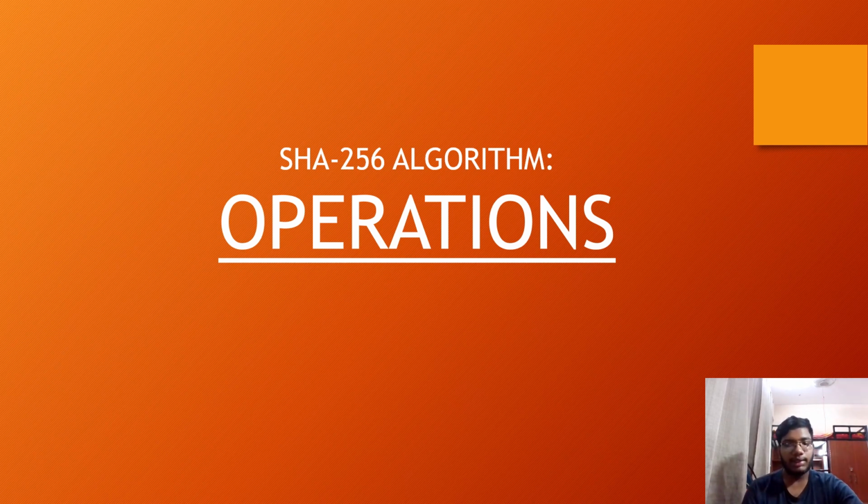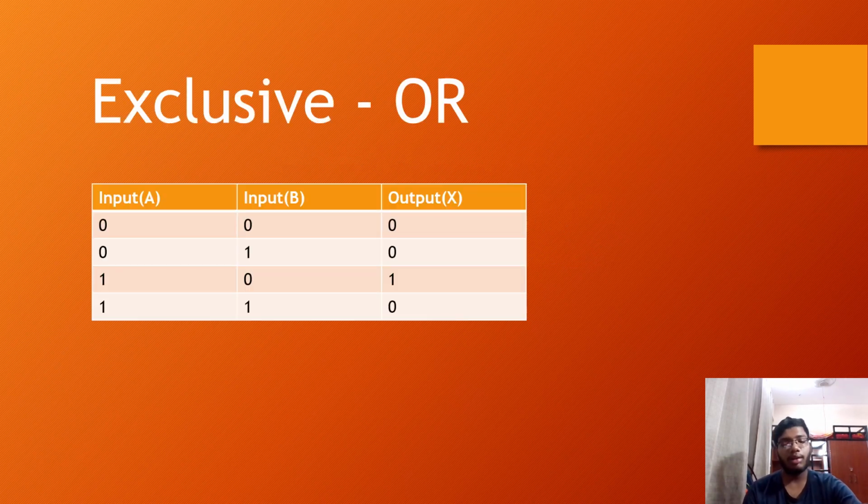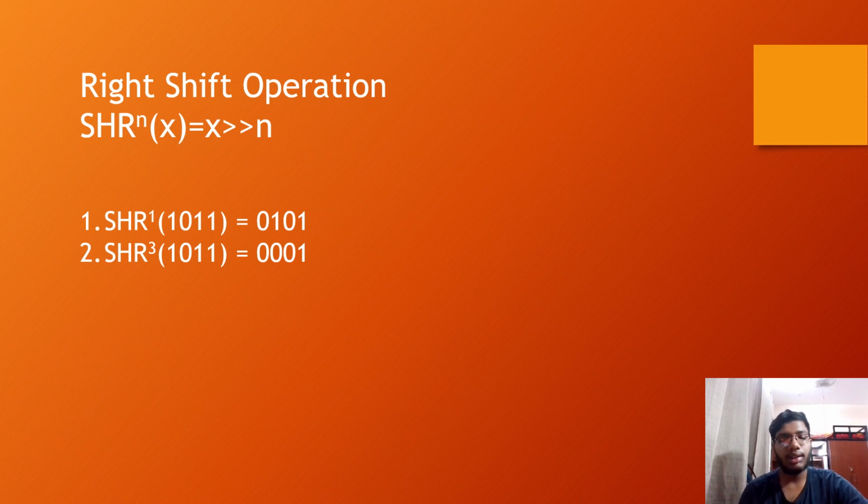So now we will take note of the operations that are used for the SHA-256 algorithm. For our first operation, we have the exclusive OR logical operation, which returns a value of 1 if true, that is, the operands have different values, and false or 0 otherwise. The second operation is the right shift operation. This simply shifts the bits of the 32-bit word by n number of positions to the right.